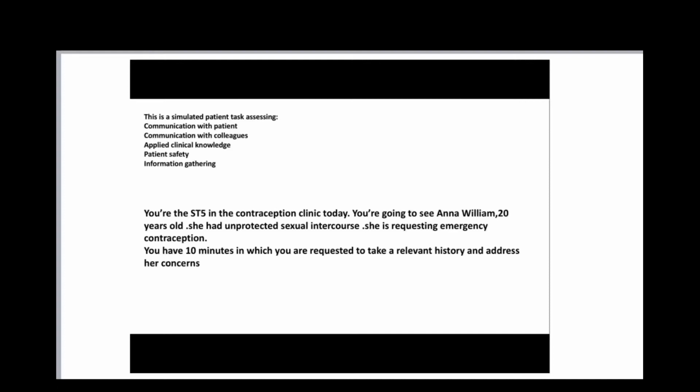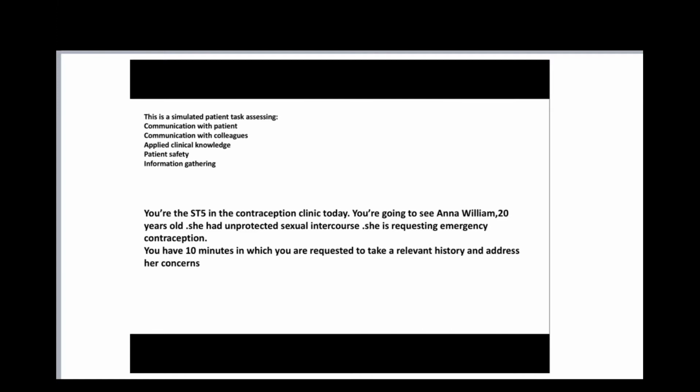This is a simulated patient task, assessing communication with patient, communication with colleagues, applied clinical knowledge, patient safety, and information gathering. You are the ST5 in the contraception clinic today. You are going to see Anna William, 20 years old. She had unprotected sexual intercourse. She is requesting emergency contraception. You have 10 minutes in which you are requested to take a relevant history and address her concern.